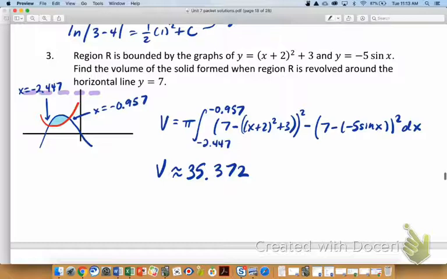So it's 7 minus. I'm going to subtract this whole thing. The way you have to set up your part of this. So it's really 7 minus the function. If you type it in exactly like that.